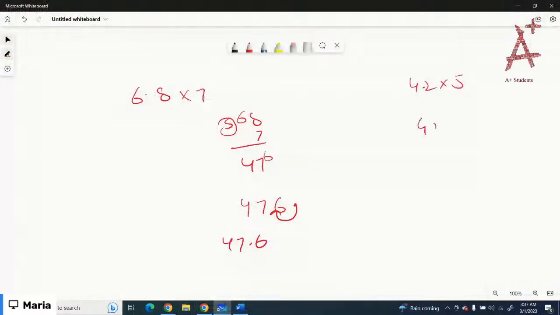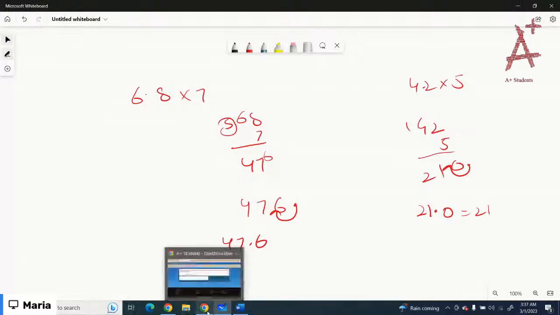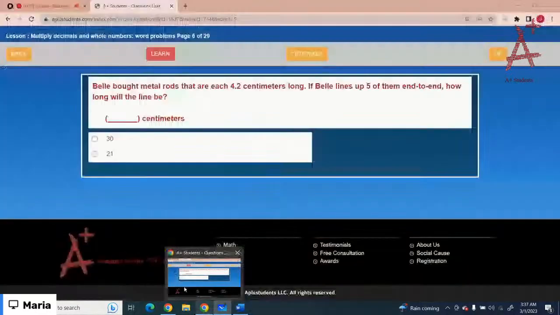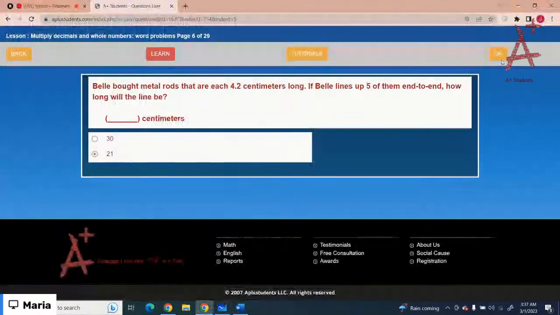Just multiply without decimal. 5 times 2 is 10, 0 and 1 carry. 5 times 4 is 20 and 1, 21. You have to move the decimal point one place left. So it would be 21.0. We can say it is 21. Got it? So the correct option is 21.